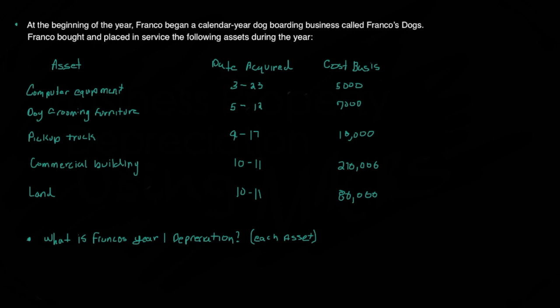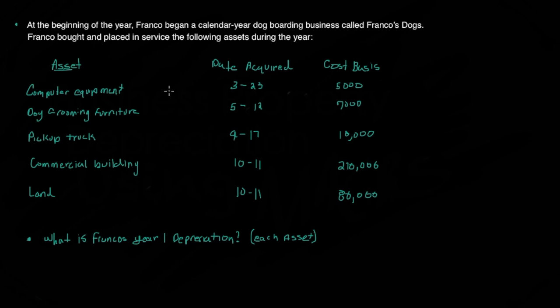Alright, so here we are at our sample scenario. This is going to be a quick, effective scenario for you to learn the basics of what's going on with the MACRS depreciation. At the beginning of the year, Franco began a calendar year dog boarding business called Franco's Dogs. Franco bought and placed into service the following assets. Under assets, we have computer equipment, dog grooming, furniture, pickup truck, commercial building, and land.